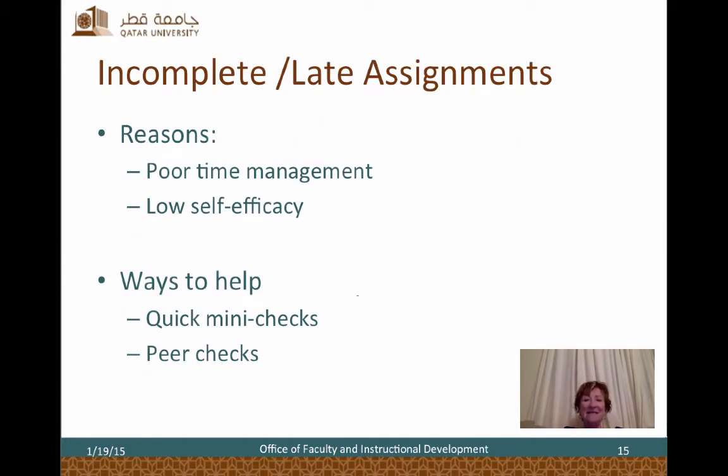Now, incomplete and late assignments: the reason is poor time management or low self-efficacy. They know they're not going to do well, and so they just put off starting. So helping students feel like they can achieve is a way of improving that. Even in large classes, you can do mini checks before an assignment is due. For example, say a big project's due, say bring in a short description of what you've done so far. We're going to check it on Thursday.